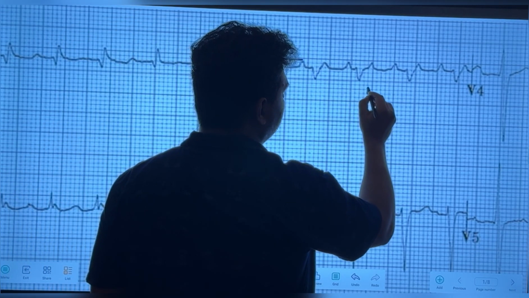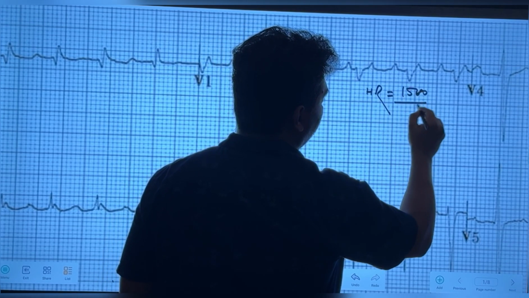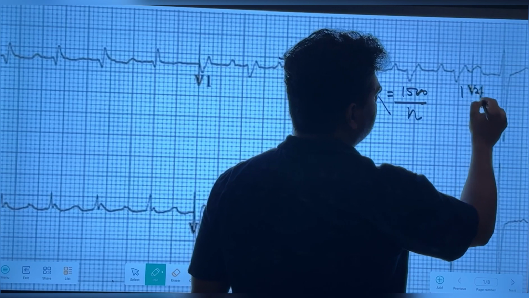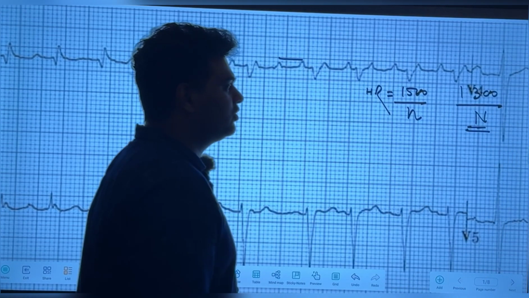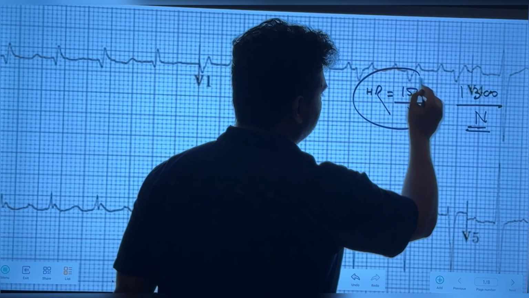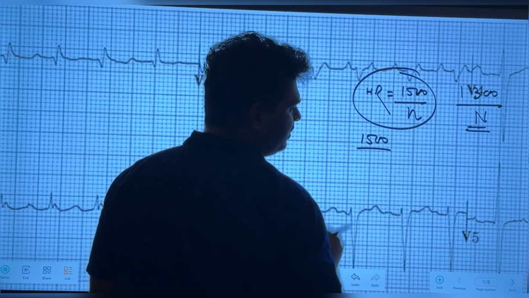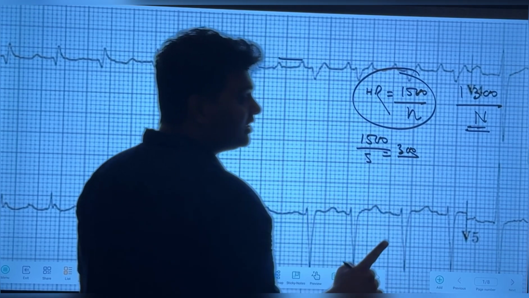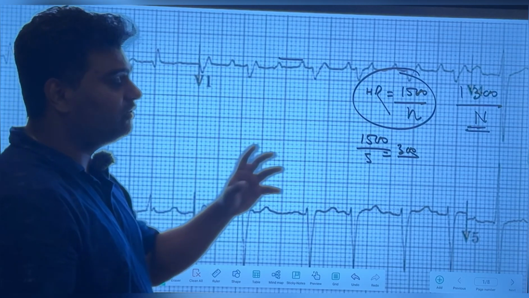So heart rate is equal to 1500 upon n, where n is the number of small boxes, or we can write 300 by N, where N is the number of large boxes. So we'll use this formula. Here heart rate will be 1500 upon n, n means number of small boxes, 5, that means 300. So first thing is that the atrial rate is 300. So the first point is now proved, so we should think of atrial flutter.